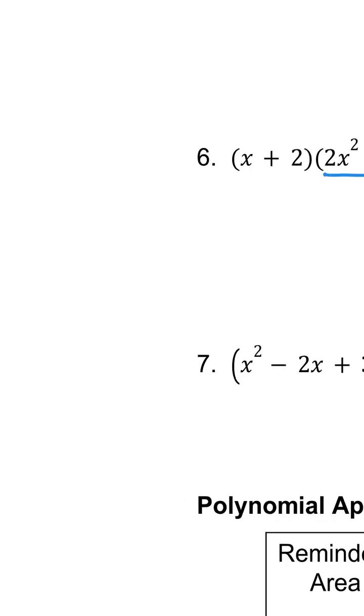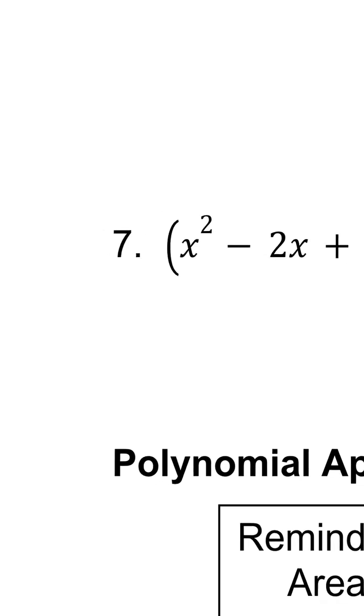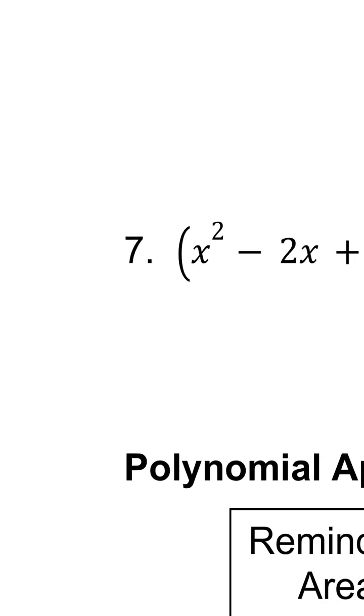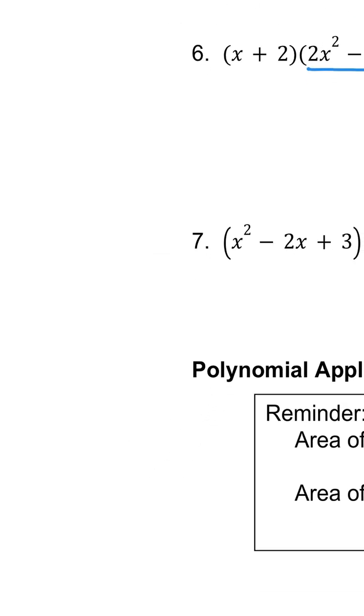Okay, number 7. What should we do here? Can we use FOIL on this one? Why not? Because there's 3 terms, so we can't. But can we use the box method? Yes, we sure can. It's just going to be bigger. It's going to be a 3 by 3 instead.